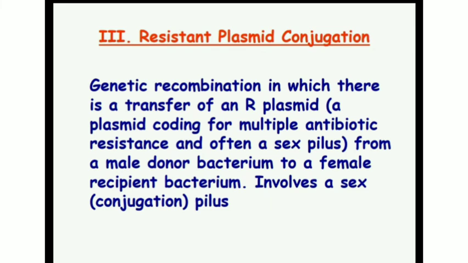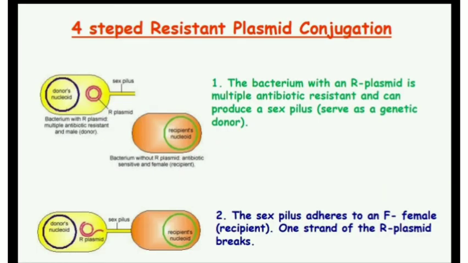Resistance plasmid conjugation is genetic recombination in which there is a transfer of an R plasmid from a male donor bacterium to a female recipient bacterium. It involves a sex pilus. Resistance plasmid conjugation involves 4 steps. Step 1. The bacterium with an R plasmid is multiple antibiotic resistant and can produce a sex pilus. Step 2. The sex pilus adheres to an F minus female recipient. One strand of the R plasmid breaks.